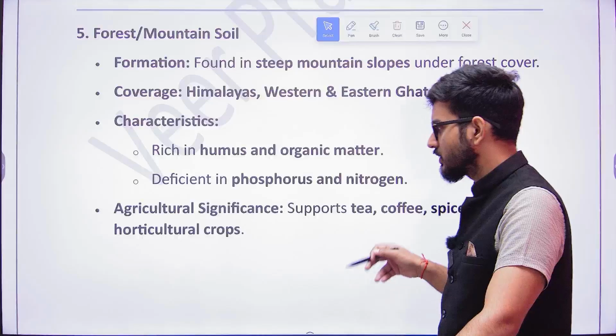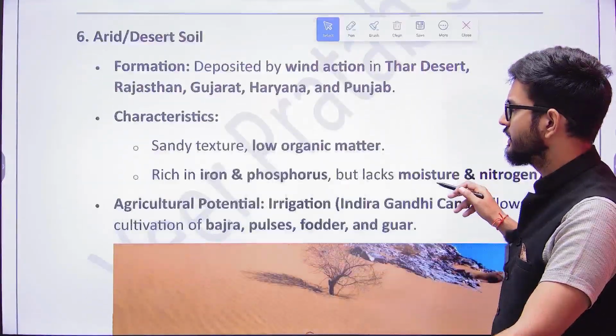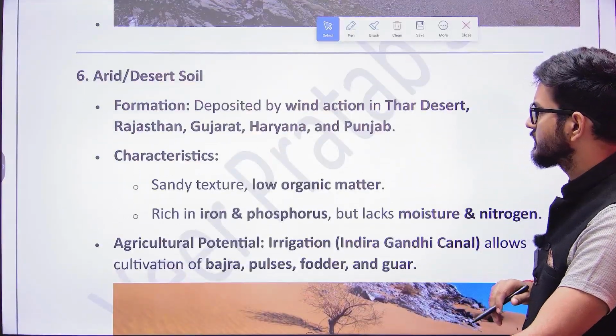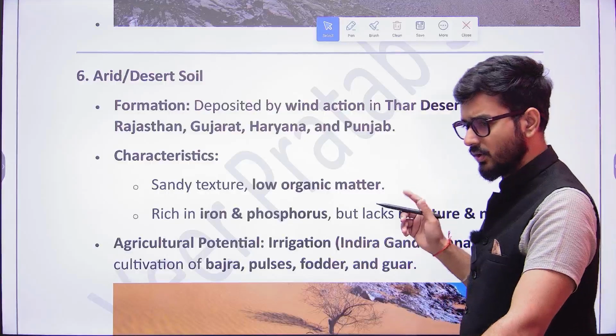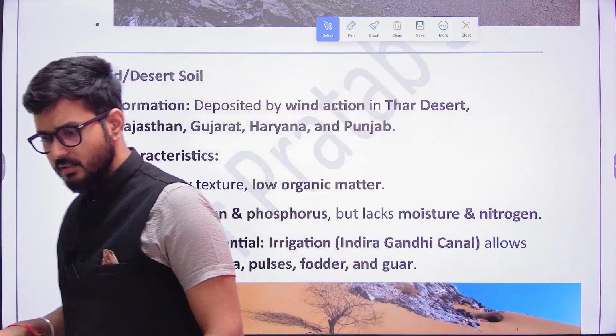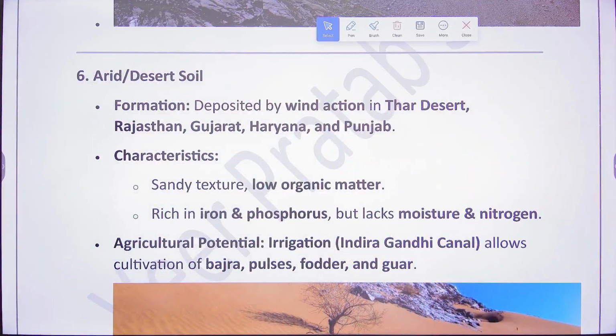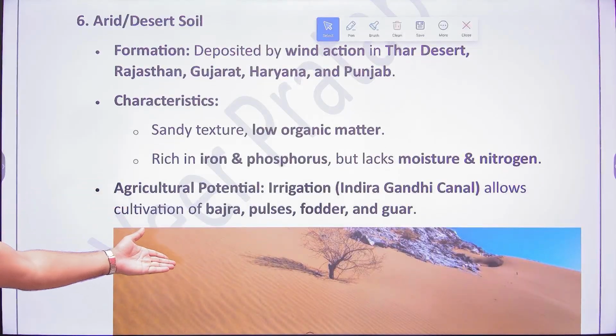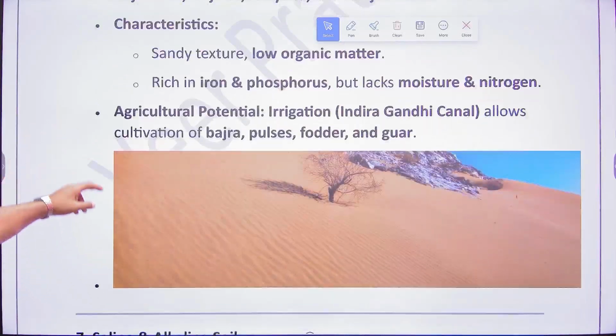So that is the scenario here. Okay, then the next one is arid or desert soils. Just read this. When we talk about arid or desert soils, just by reading it you will understand. Whenever we talk about desert soil, what is this? It looks like this particular area.